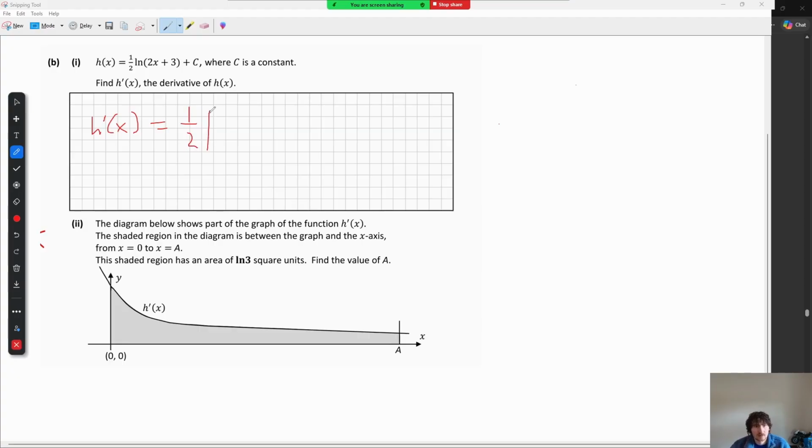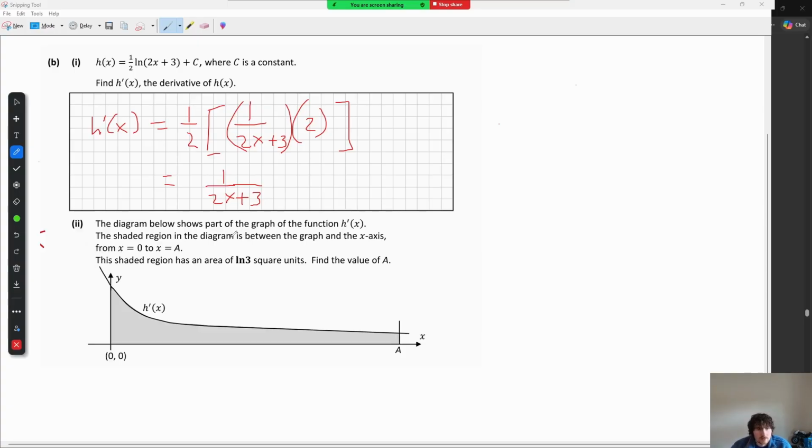The way you take a derivative of an ln is you go 1 over what's in there, and you multiply by the derivative of what's in there, so that'll be a number 2. Okay, and then the c is a constant, so the derivative of a constant is 0. So then this just becomes, the 2 and a half would cancel. You just get yourself a 1 over 2x plus 3, like such.